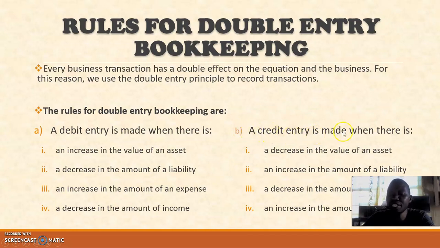So we can make a credit entry when the following happens. It's actually the opposite of a debit entry. 1, when we have a decrease in the value of an asset. For instance, you sell off an asset. 2, when there is an increase in the amount of liability. 3, when we have a decrease in the amount of an expense. Lastly, when we have an increase in the amount of an income. For instance, you receive discounts, you receive commissions. As long as it's an income coming, you should make a credit entry.